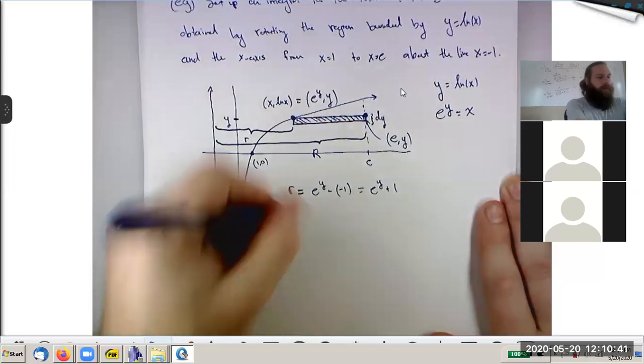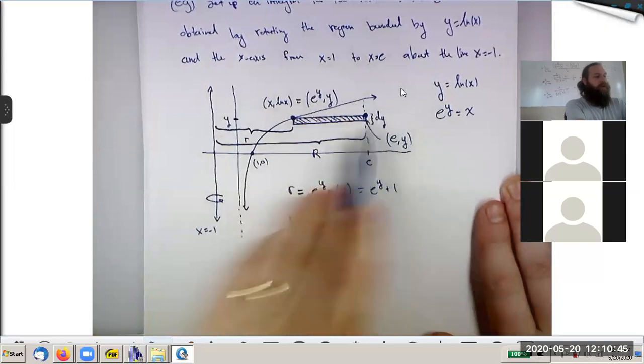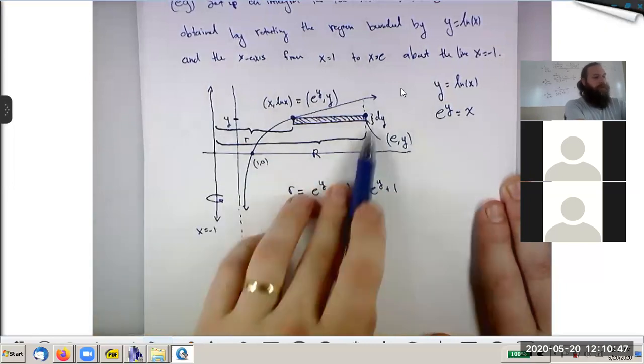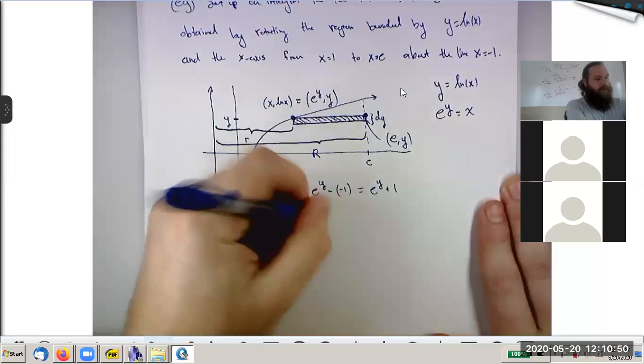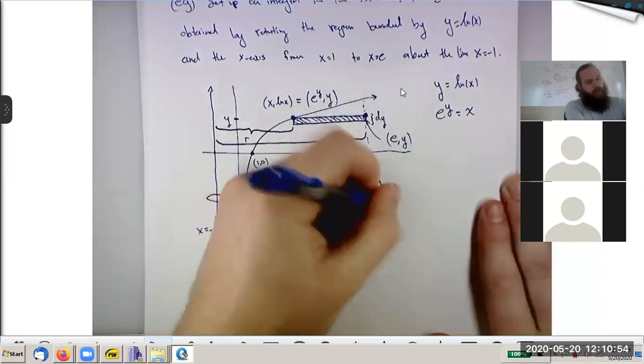And big R, I take this x value and subtract -1 from it. Well, the x value here is just e. So this is e minus -1, or just e plus 1.